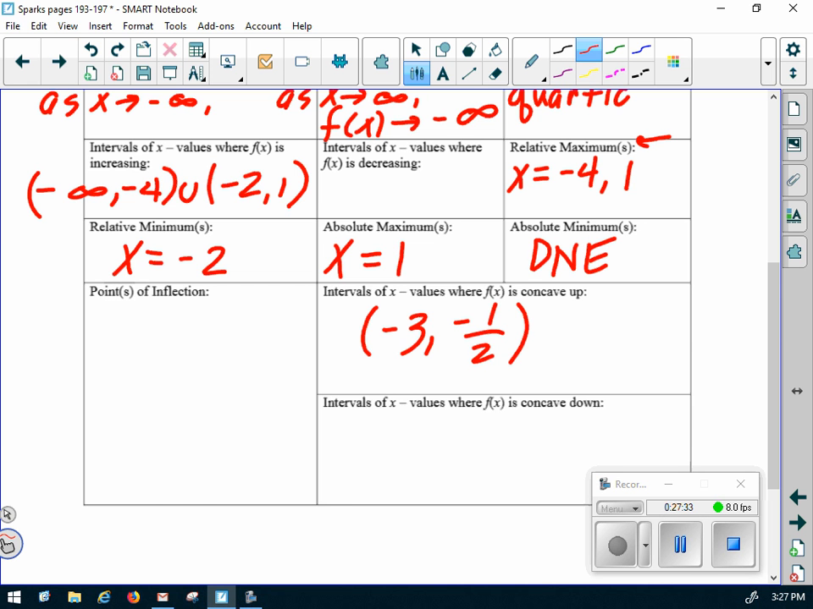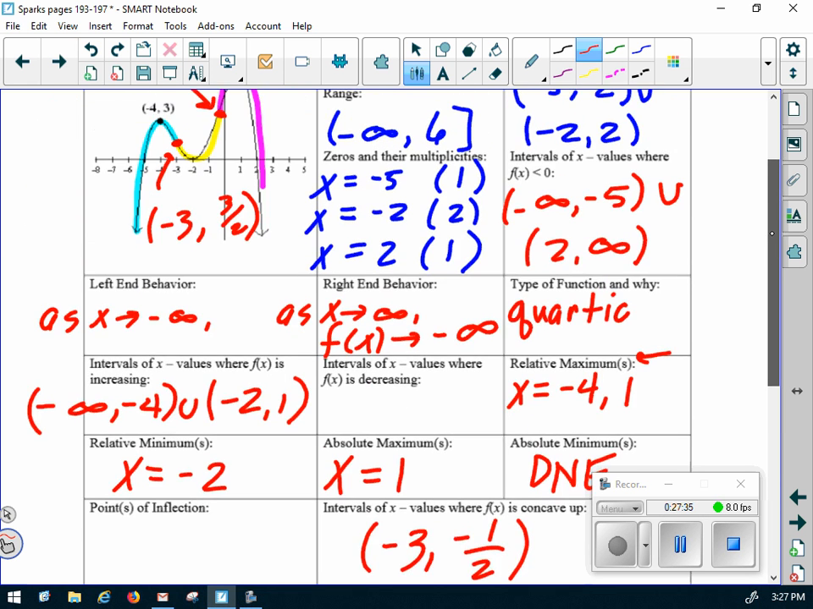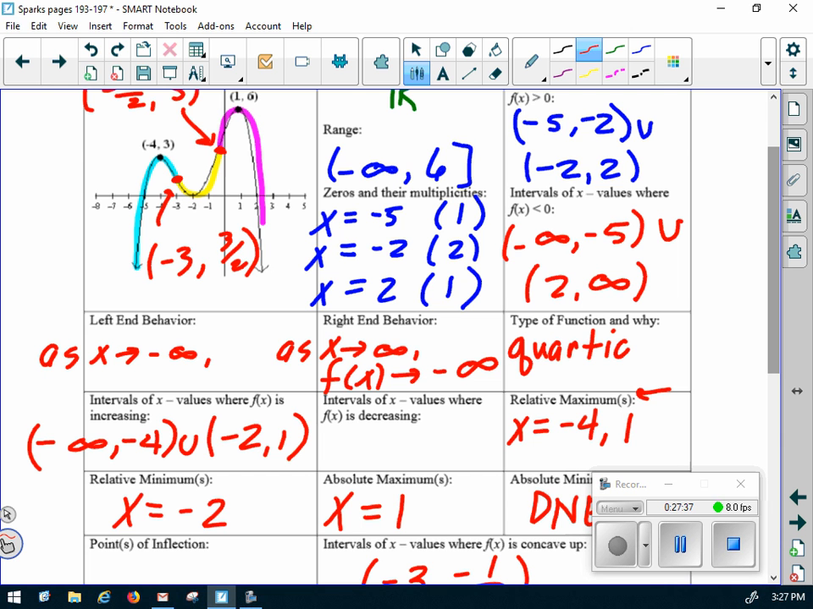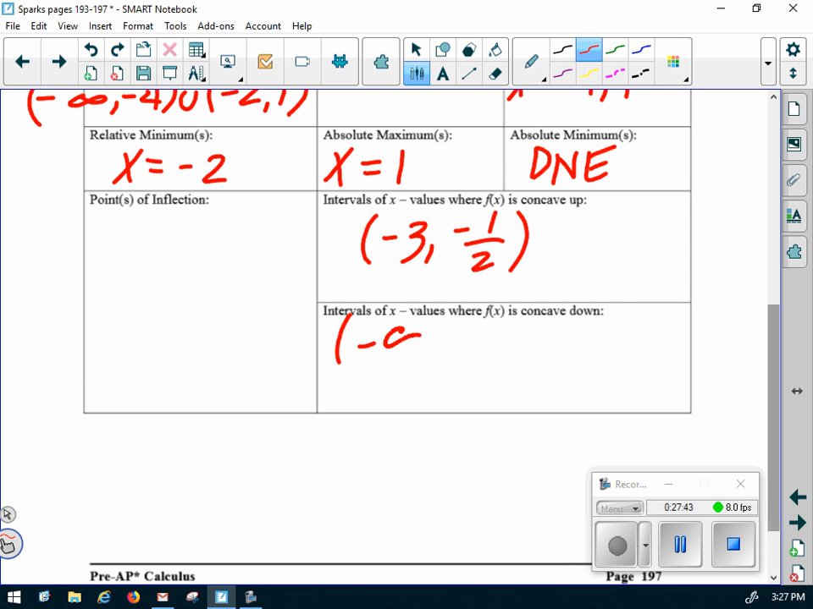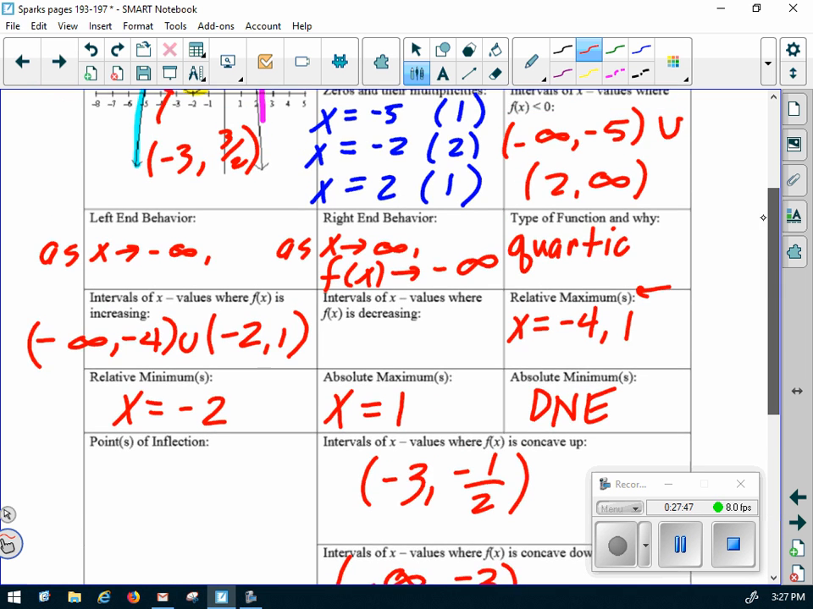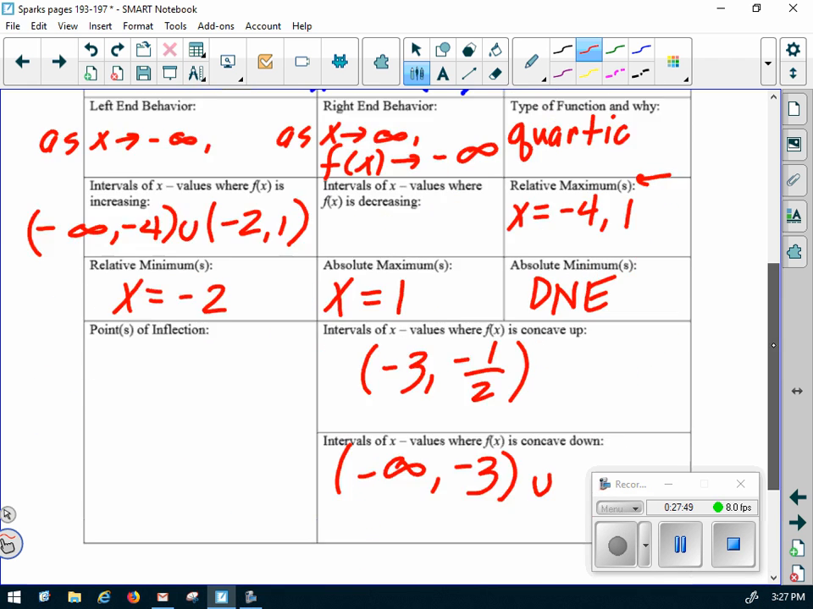Intervals of x where f is concave down. -infinity to where? -infinity to -3. And where? -1/2 to infinity.